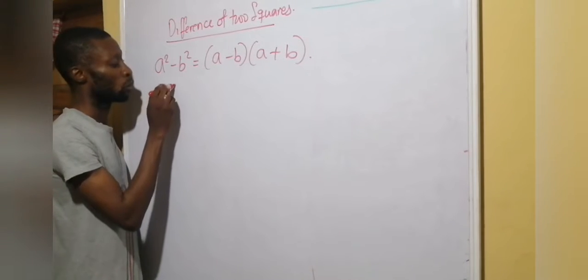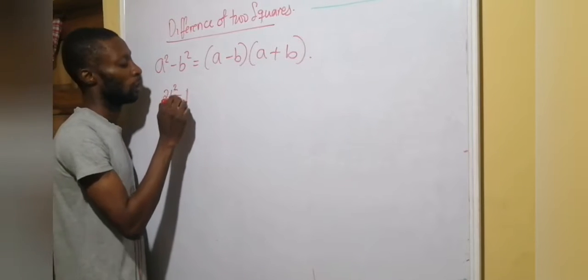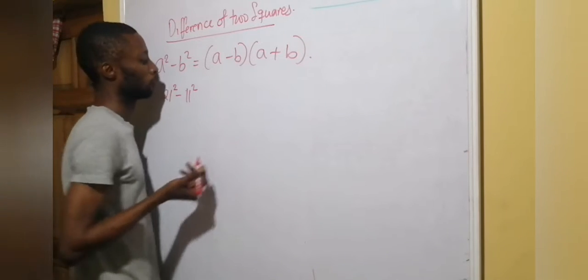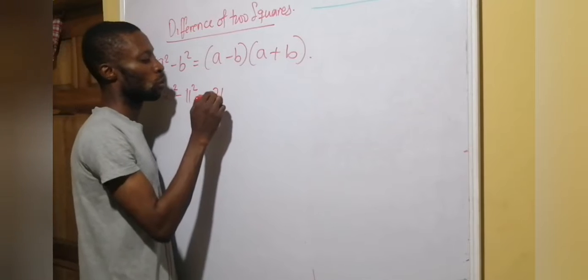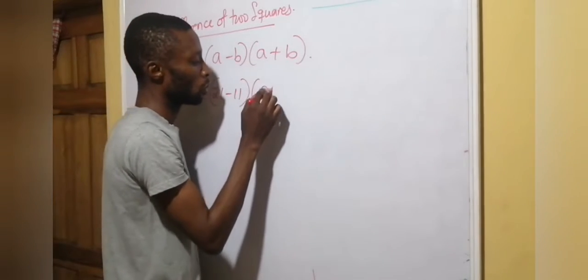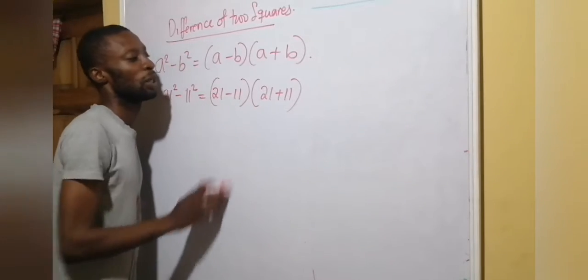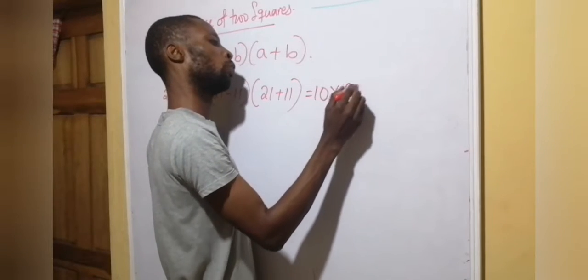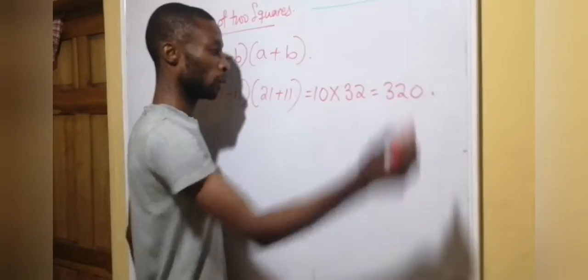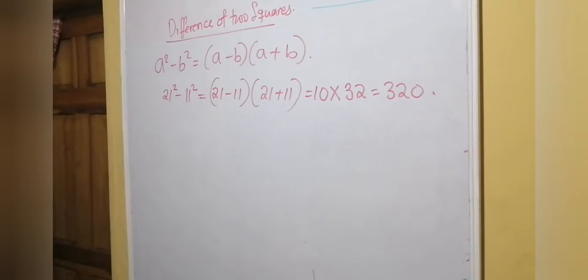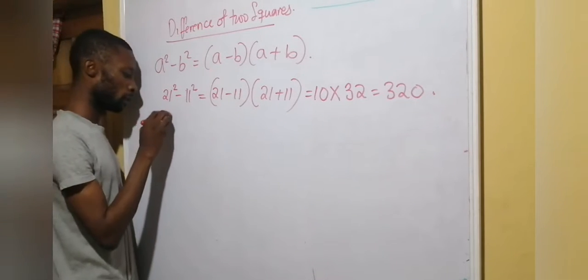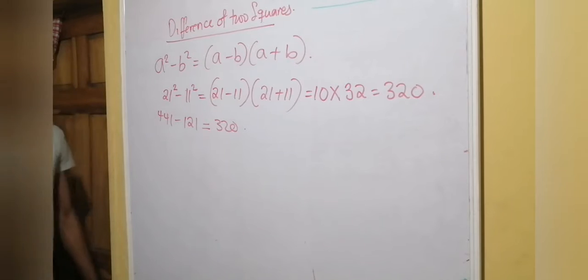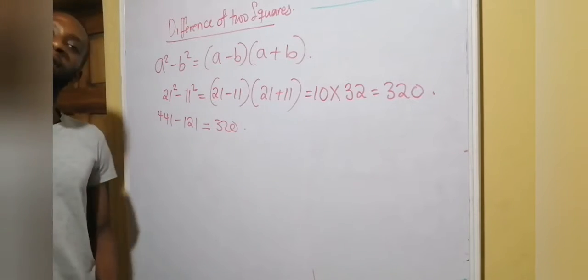Let us go to a simple one: 21 squared minus 11 squared. If I want to use the same method, this will be 21 minus 11 times 21 plus 11. 21 minus 11 is 10, times 32, which is 320. Or if I don't want to use the difference of two squares, I do 21 squared, which is 441, minus 121. It's 320. Both are the same thing.